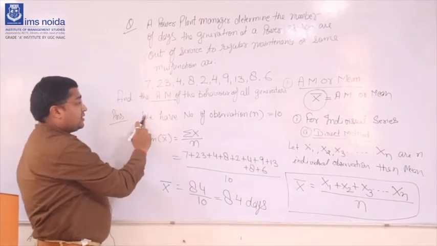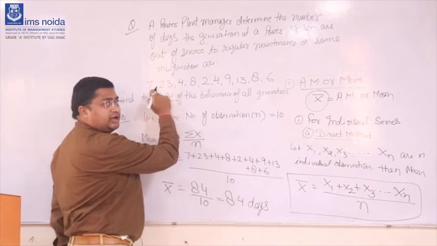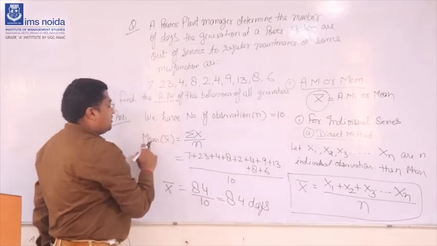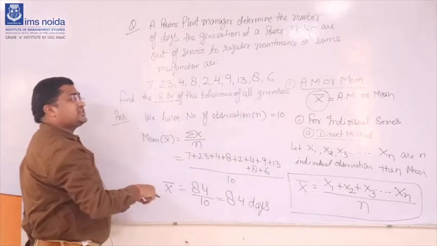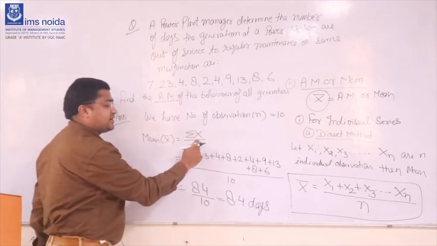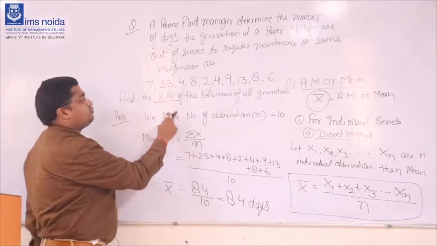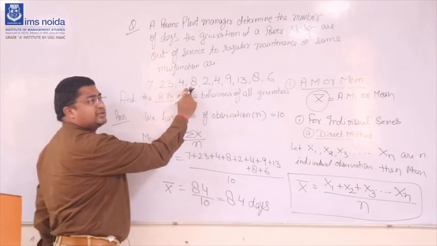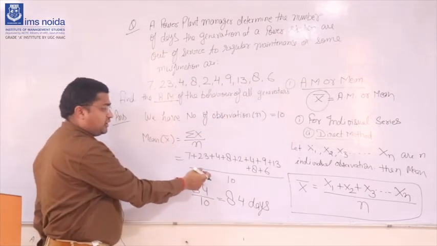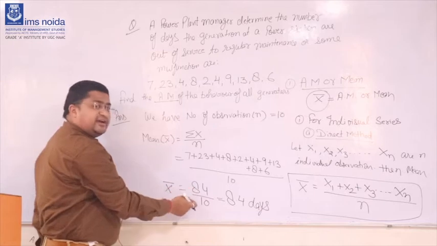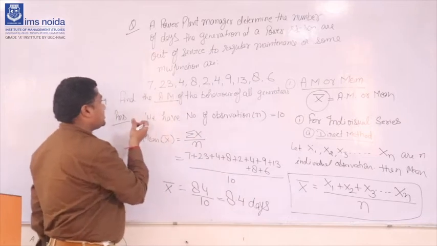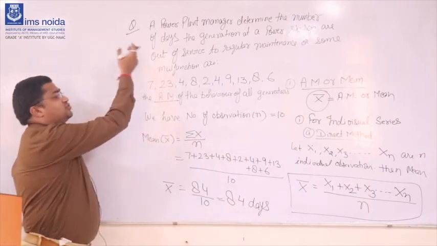Listen carefully. We have the number of observations, count the total number of observations, represented by n, and the value is 10. We will find the arithmetic mean for individual series. For the direct method, the formula is mean x bar equals summation x upon n. Summation x is 7 plus 23 plus 4 plus 8 plus 2 plus 4 plus 9 plus 13 plus 8 plus 6 divided by total number of observations, 10. 84 divided by 10, that is 8.4 days. This is the solution to this question.